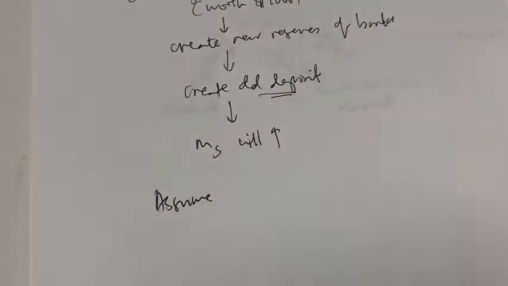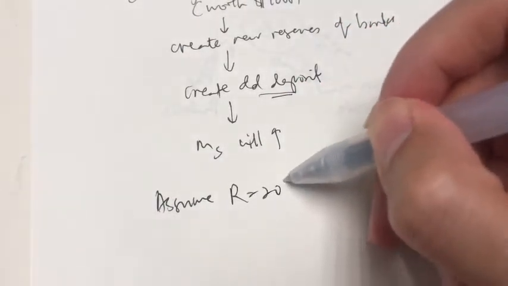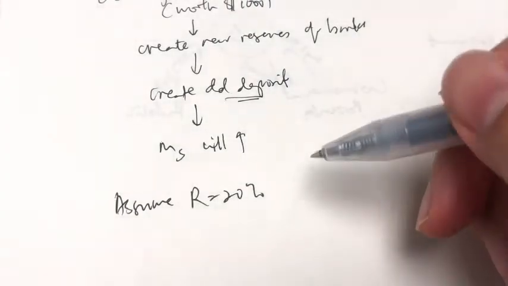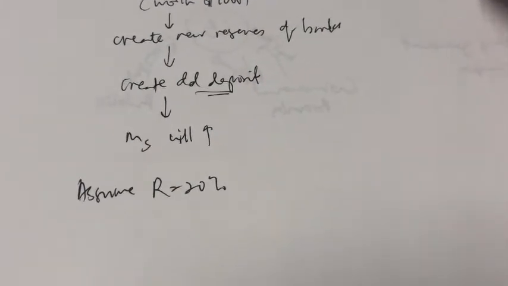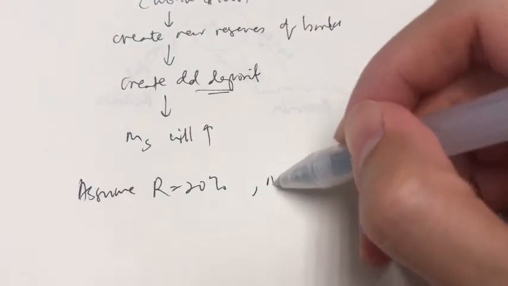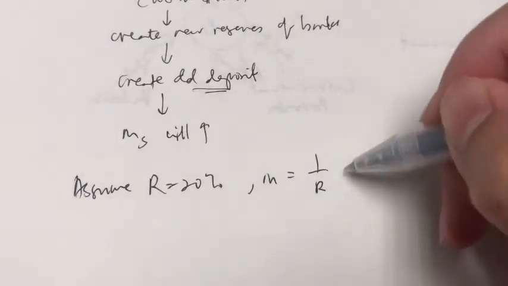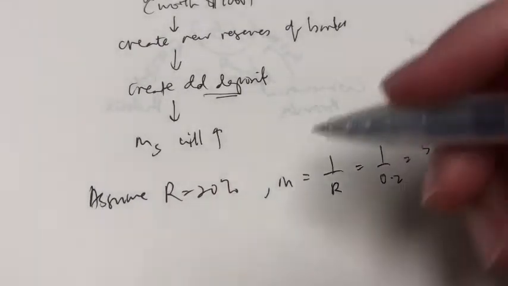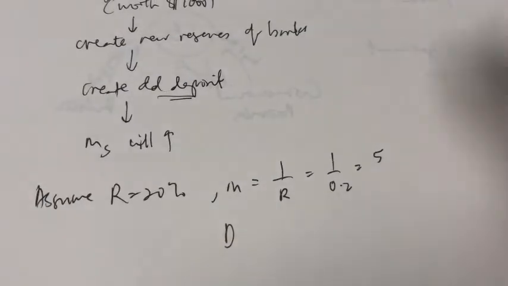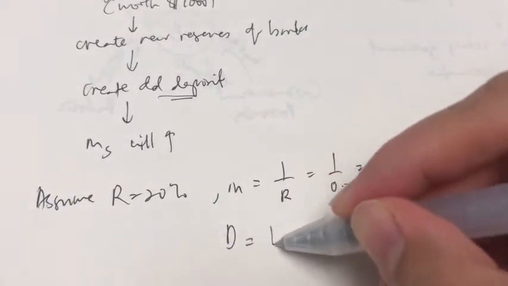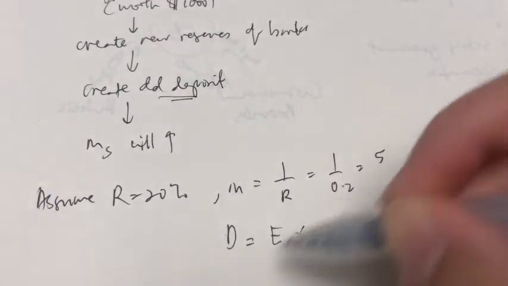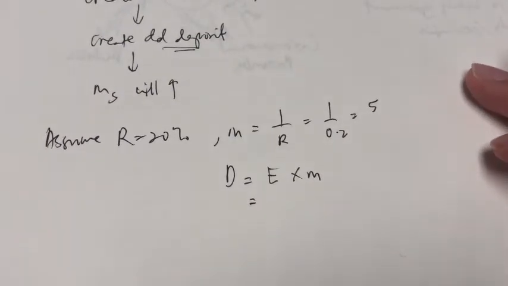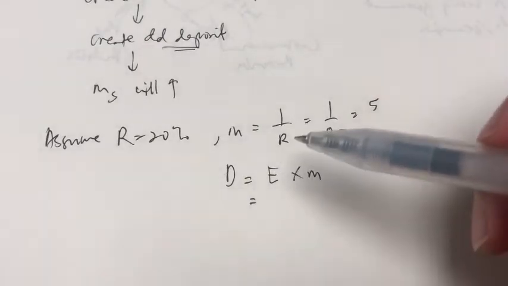So let's give an example with some figures. Let's assume the reserve ratio is 20%. First things first, to know how much money is being created here, we need to calculate the money multiplier. So M is 1 over R, which is 1 over 20%, which is 5. Now how much is the total amount of money being created here? For the demand deposit, the formula is the first excess reserve times the money multiplier. The first excess reserve in this case would be 1,000.